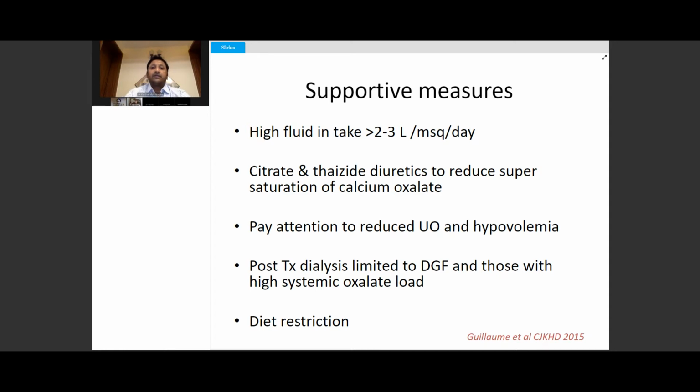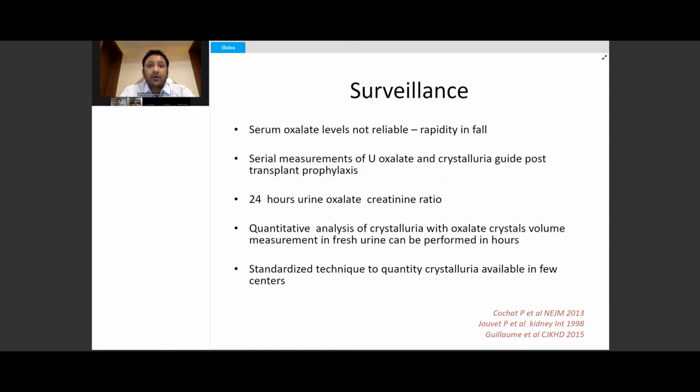And how do you do the surveillance? By measuring the plasma or the urine oxalate levels to keep it in check. And how do you monitor the post-transplant treatment? Serum oxalate levels, however, are not reliable given the rapid fall after a liver transplant. Serial measurements of urinary oxalates and crystaluria guide post-transplant prophylaxis, in deciding whether dialysis is needed or to increase the fluid intake. 24 hours urine oxalate creatinine ratio has also been useful. But recently, quantitative analysis of crystaluria with oxalate crystals volume measurement in fresh urine can be performed in hours, and this will be able to guide the treatment or prophylaxis which needs to be taken immediately. Standardized technique to quantify crystaluria is available in very few centers.